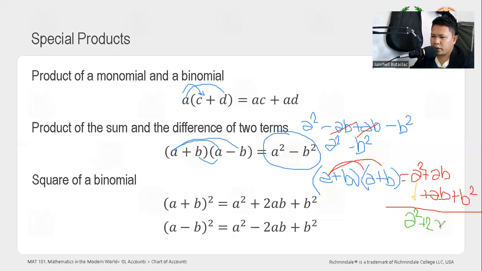Okay, 2AB. Then bring down the B squared. Okay, B squared. All right, so that is why the answer for this one is A squared plus 2AB plus B squared. As you can see, the answer here is correct. A squared plus 2AB plus B squared.